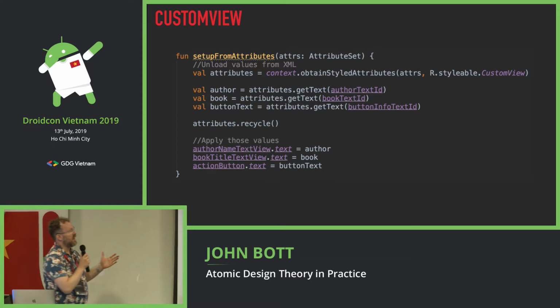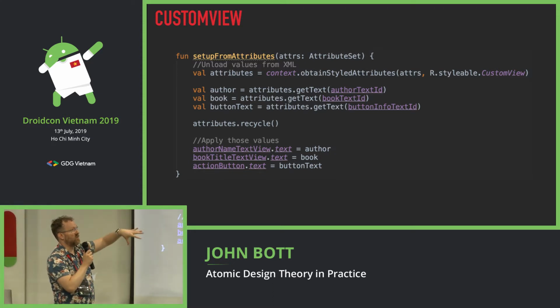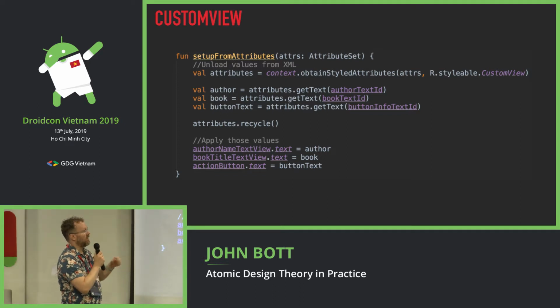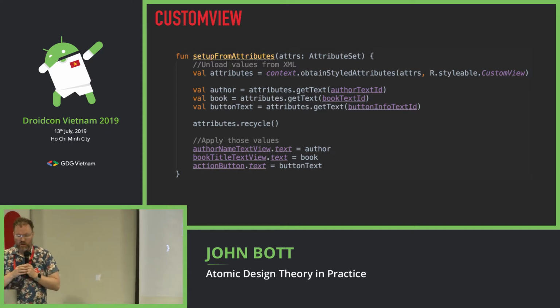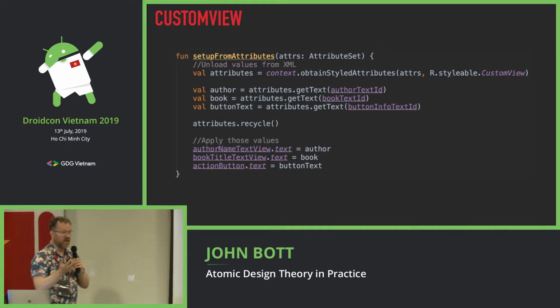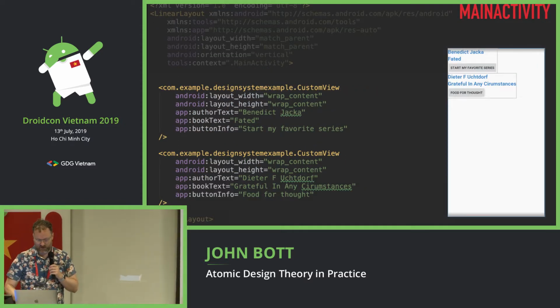So to parse the attributes, we just use the context to get the actual styled attributes, and we break all of the different pieces that we will be sending in XML. And so we get the author, the book, and the button text to assign. We do some cleanup, we recycle that array, and then we actually assign the text's value, the author text, the button text, and the book text.